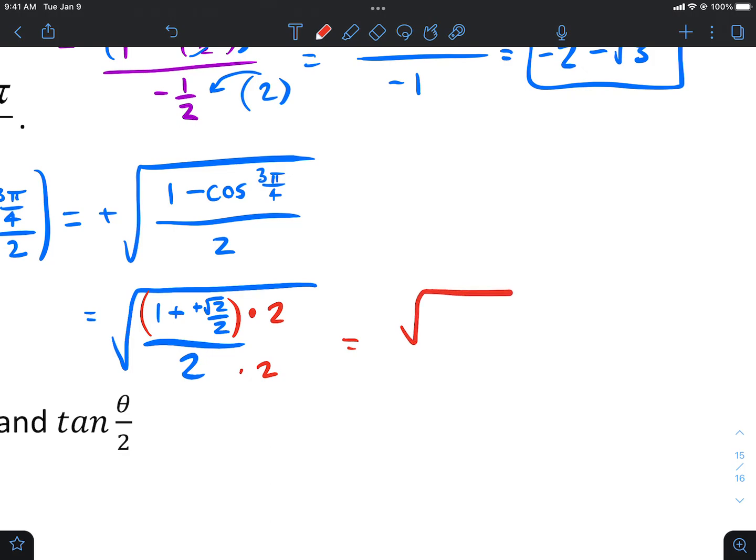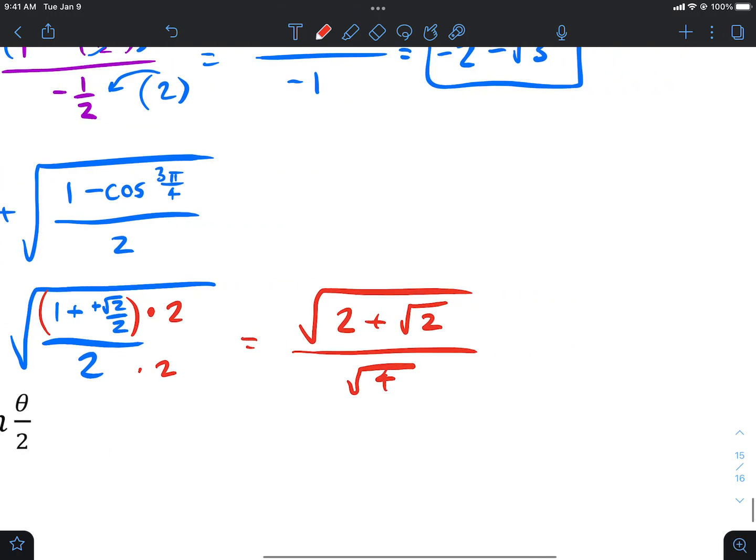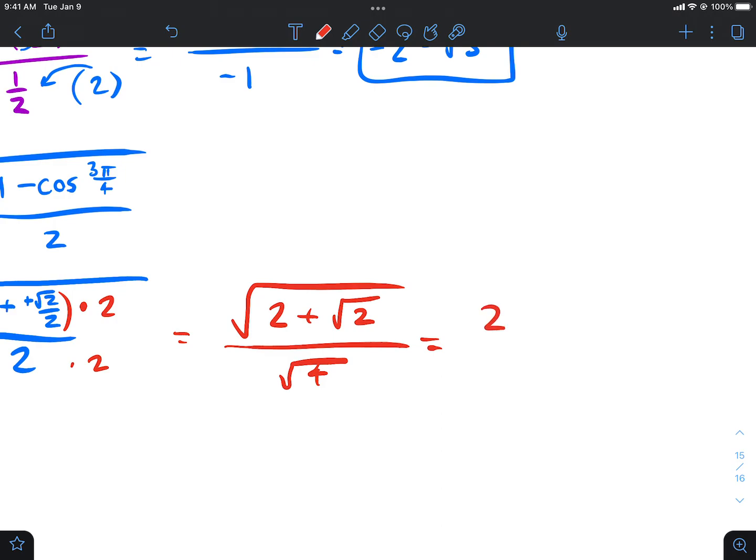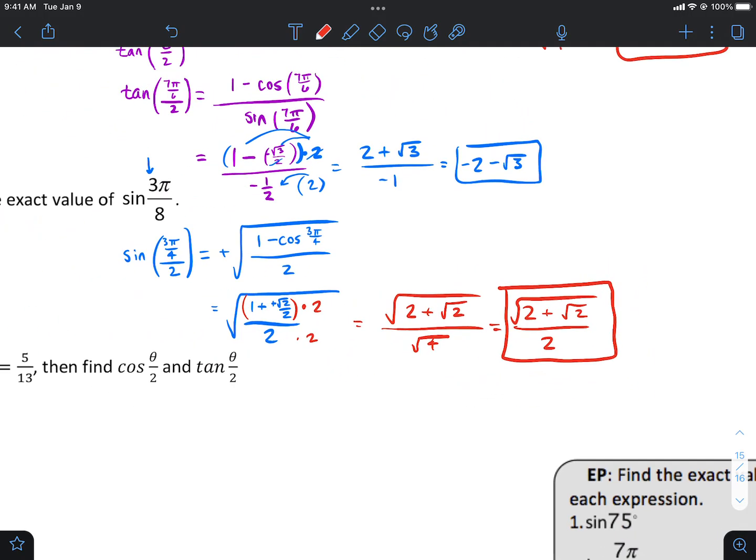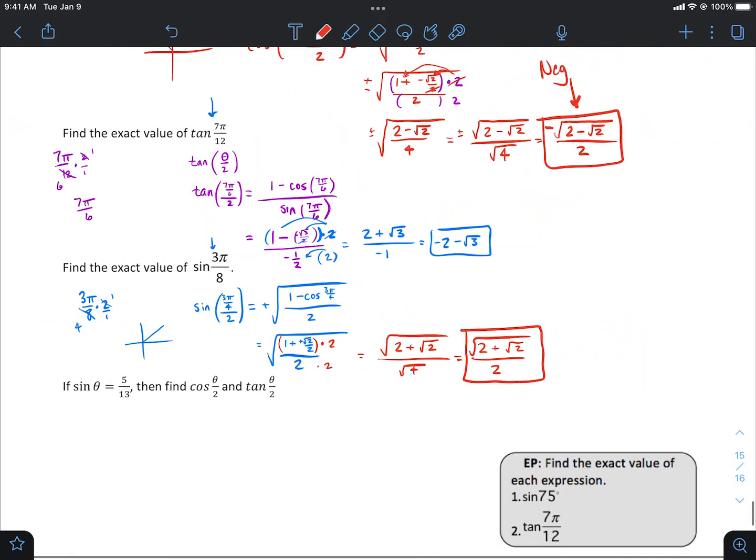Okay, so that'll come out to square root, and that'll be 2 plus root 2. And then you'll have square root of 4 down in the denominator, and we will not leave that. We'll go ahead and simplify that. So that'll be 2 plus the square root of 2 plus root 2, and then all over regular 2. And then we already took care of our sign at the beginning, so we'll call that positive right there, and then we'll be good. So that'll be it there.